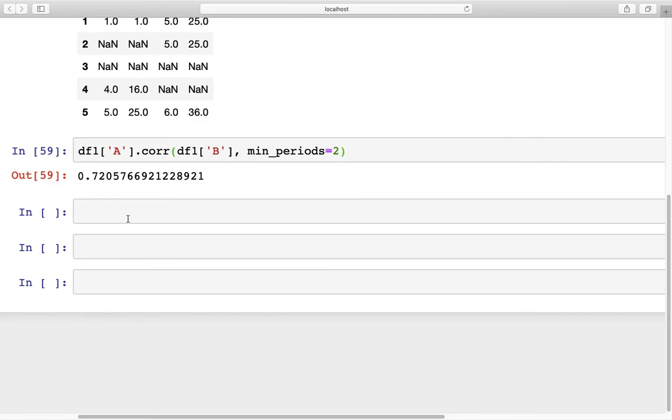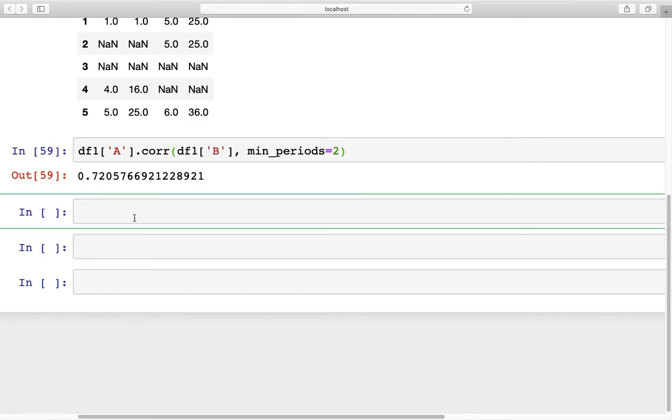Now, apart from this, Pandas also has a very interesting usage of the corr method or function, where we can provide a custom function to use. So how do we do that? Using a custom function with .corr.